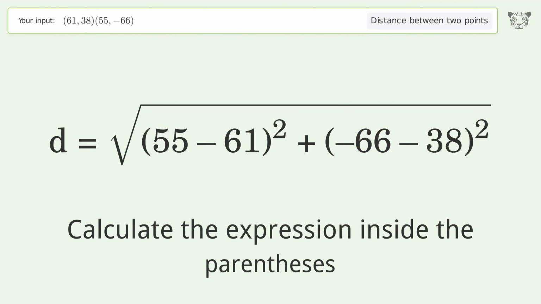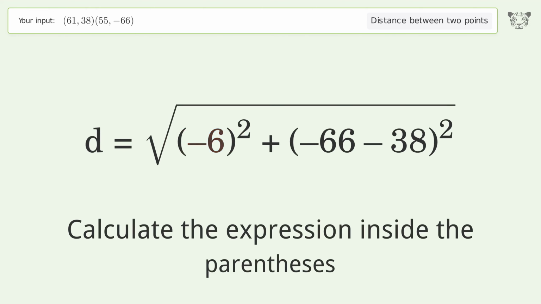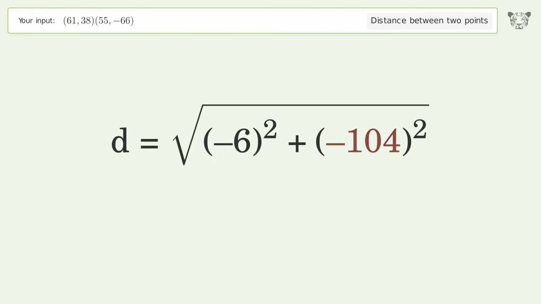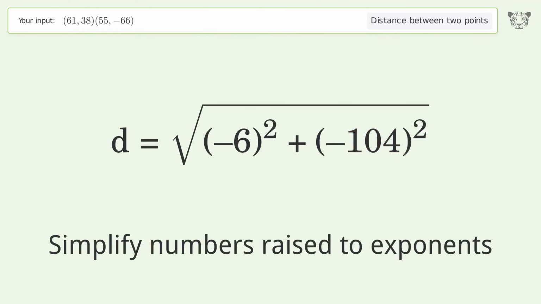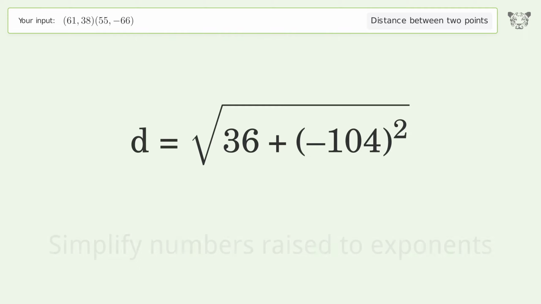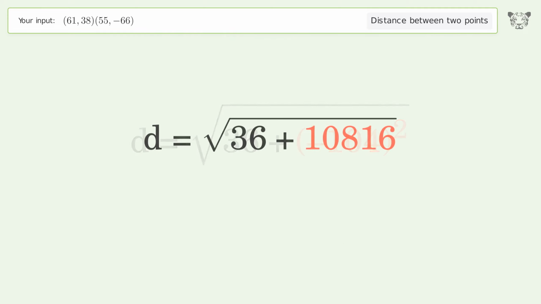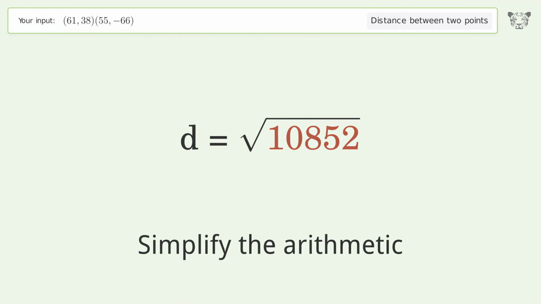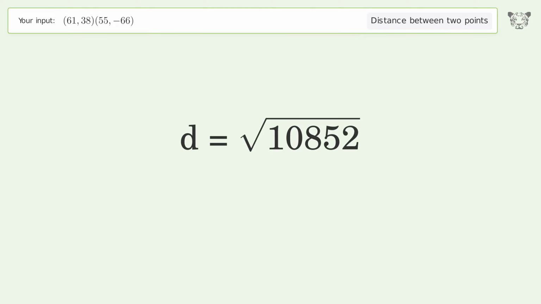Calculate the expression inside the parentheses. Simplify numbers raised to exponents. Simplify the arithmetic. And so the distance between the 2 points is the square root of 10,852, or 104.173.